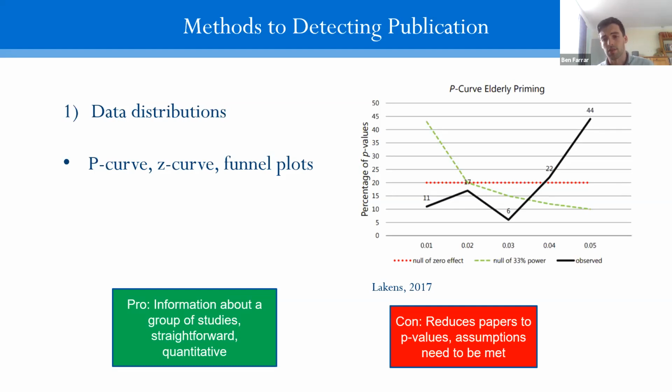And there's lots of assumptions that need to be met here. You want your data to be independent to run p-curves and z-curves, which might not be met if you have the same research groups publishing papers in similar ways. So there are limitations to these methods as well.